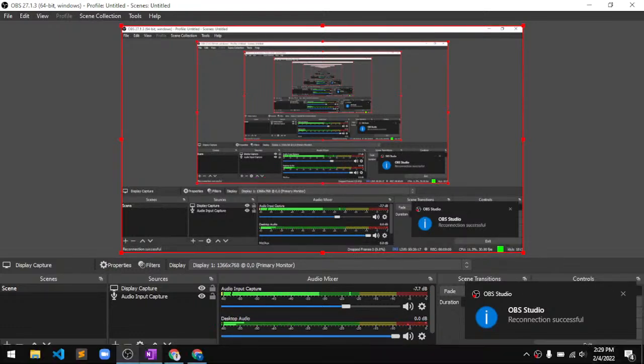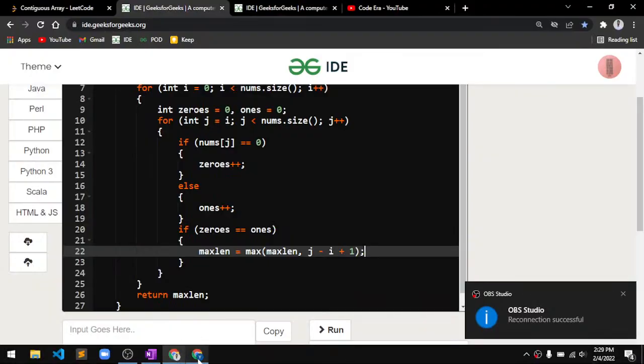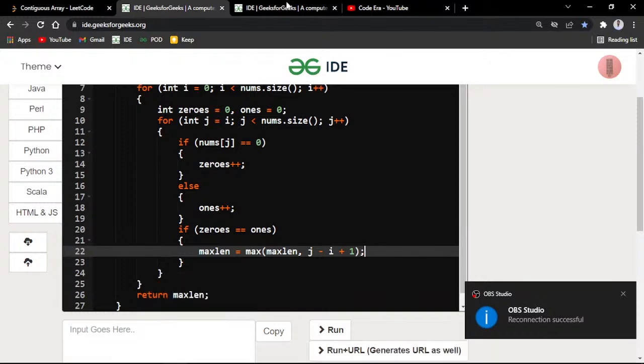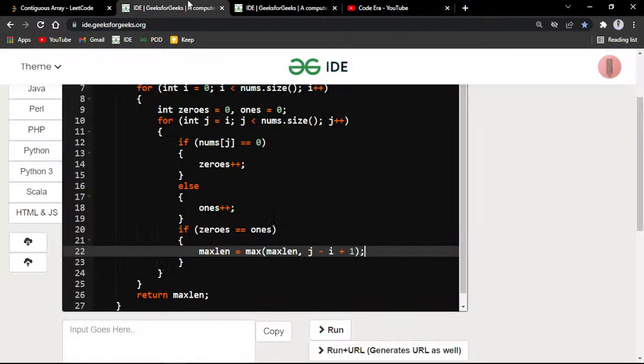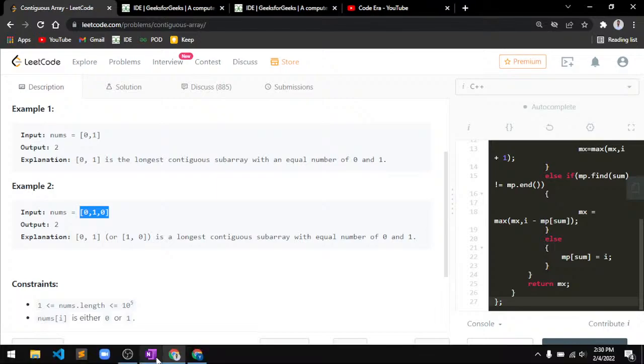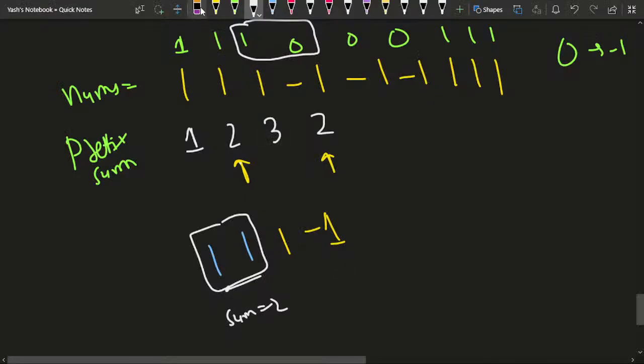Okay, sorry for a little bit of interruption. There's some issue with the power electricity, so that's why we are having this issue, but don't worry, I'll fix it next time.